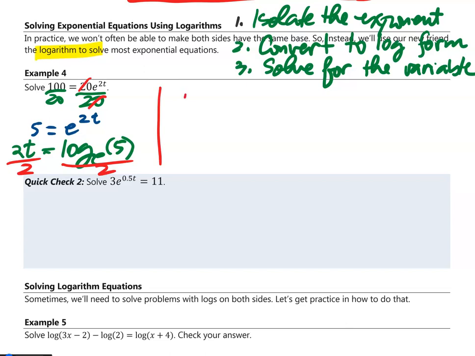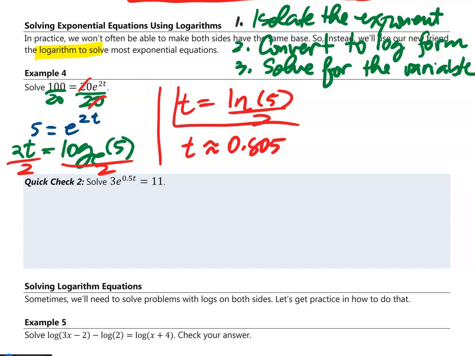So that is t is equal to log base e, meaning that is, remember, ln. So this is ln of 5 over 2. Or if you use a calculator, t is approximately equal to 0.805. So either of these two.